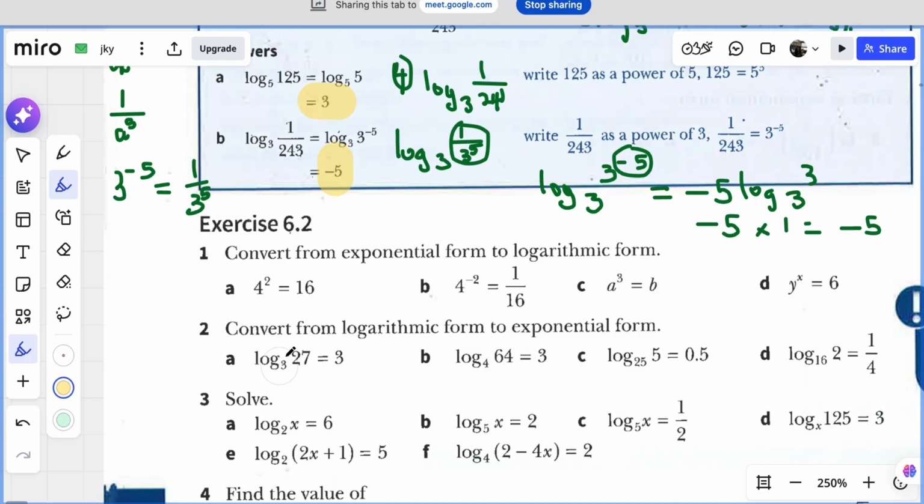Now, this one they say solve. Okay? Solve. Log 2x equal to 6. So you do extrapolation.